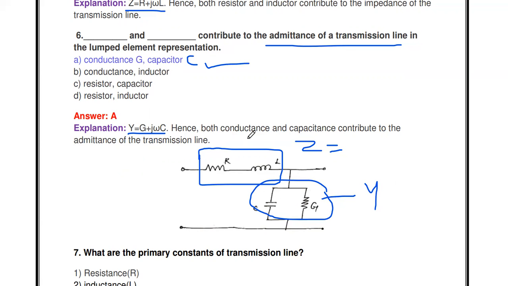So in series impedance, what are the elements available? Resistor and inductor. In shunt, capacitor and conductance are available.